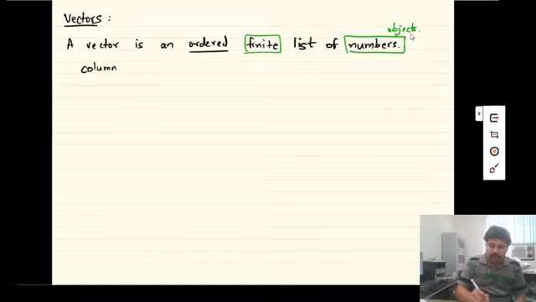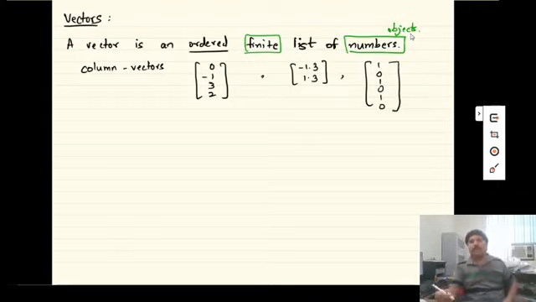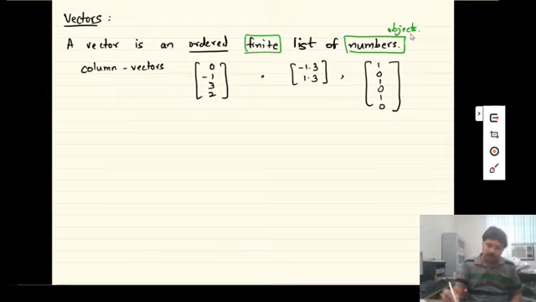So typical convention for us will be column vectors. So for example, you can write down the vector 0, -1, 3, 2. This can be one vector. There can be another vector which consists of -1.3 and +1.3. There can be another vector which contains 1, 0, 1, 0, 1, 0. So these are the examples of vectors. So these are the type of vectors that we will really look at in this particular course.